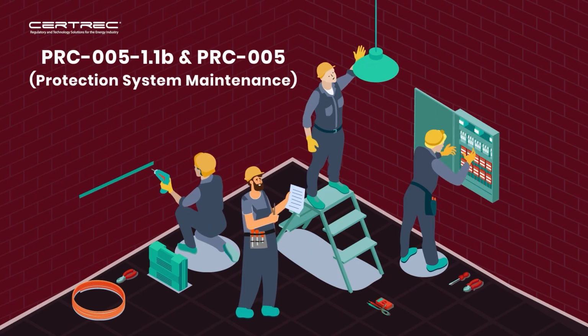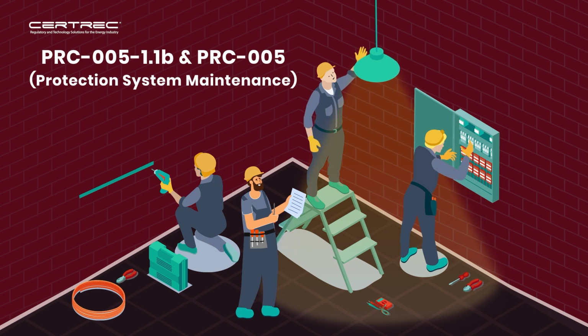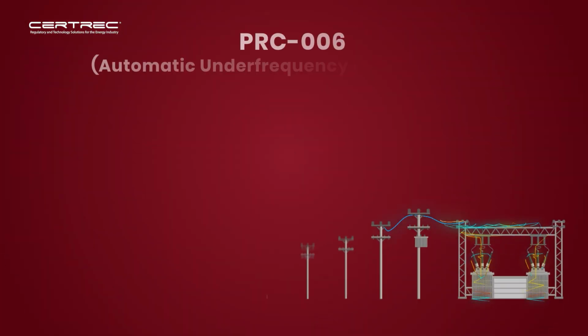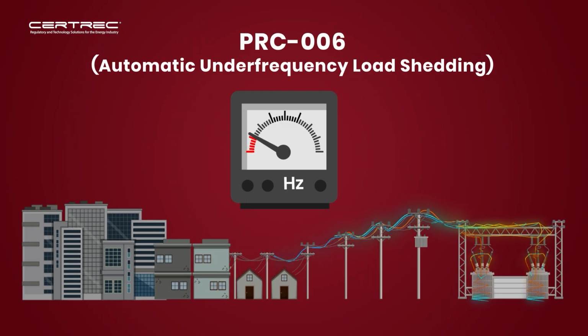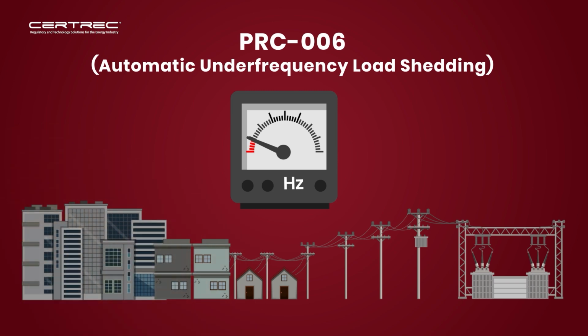PRC-005-1.1b and PRC-005, Protection System Maintenance, ensures comprehensive maintenance programs for protection systems, including regular testing and documentation to enhance system reliability. PRC-006, Automatic Under-Frequency Load Shedding, establishes UFLS requirements to help maintain stability during frequency drops by shedding load to balance the system.